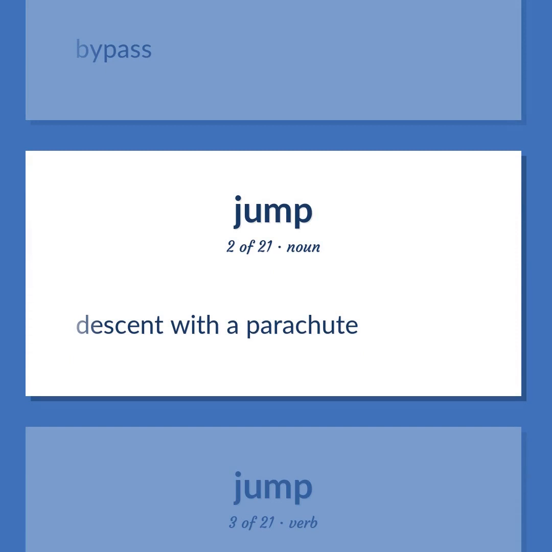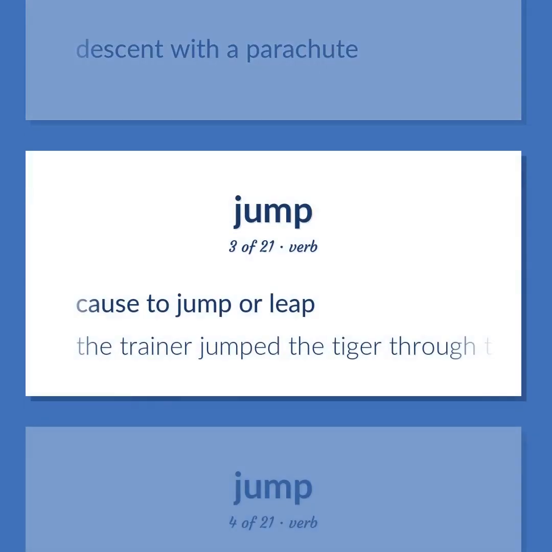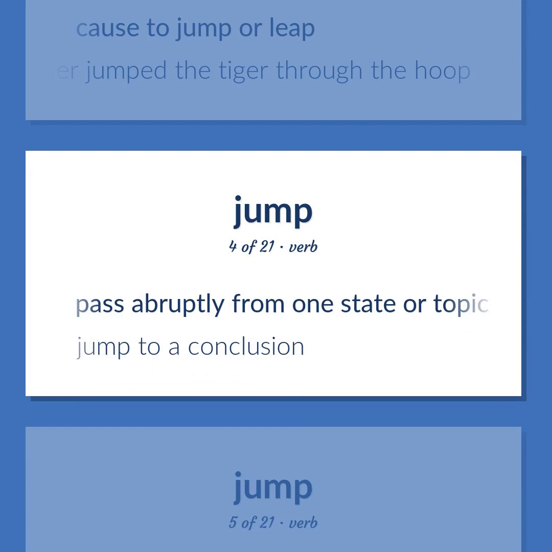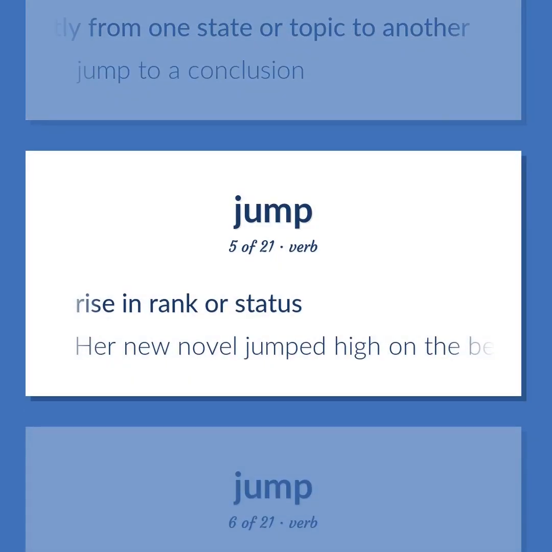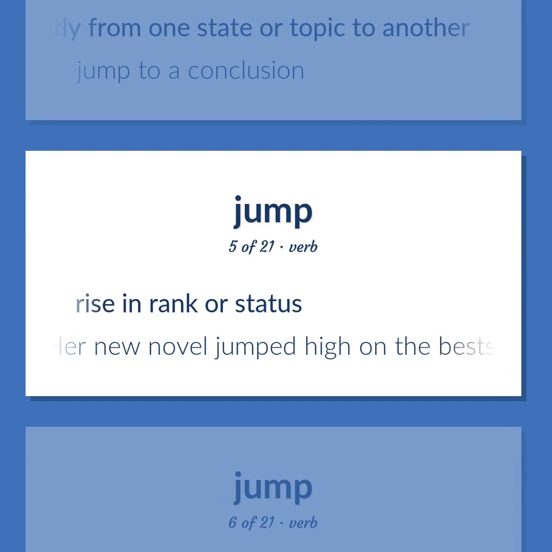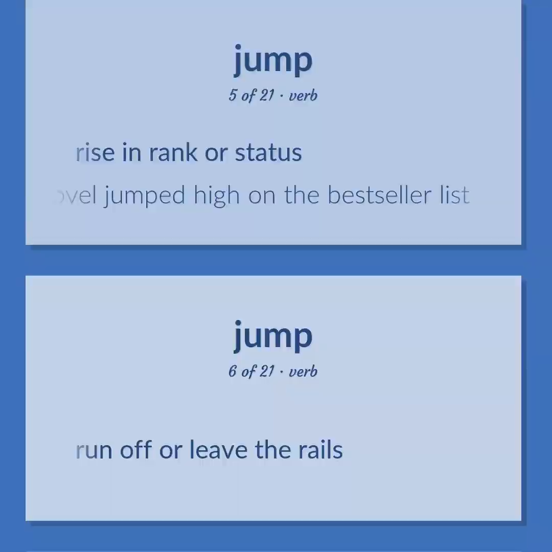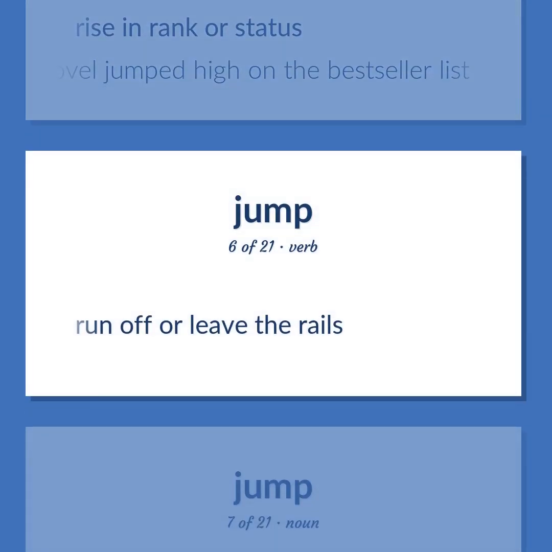Descent with a parachute. Cause to jump or leap. The trainer jumped the tiger through the hoop. Pass abruptly from one state or topic to another. Jump to a conclusion. Rise in rank or status. Her new novel jumped high on the bestseller list. Run off or leave the rails.